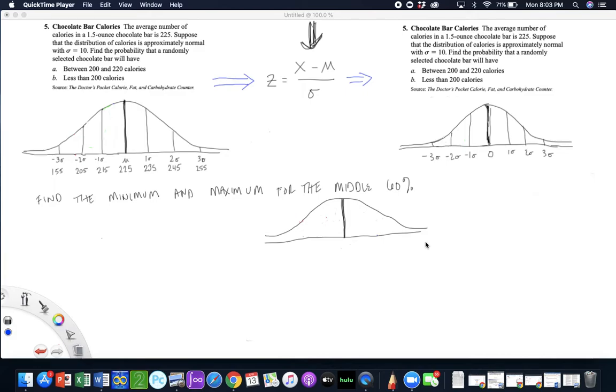Video of 6.2. Excited to put a cap on this one here. I'm going to go over a problem where we're trying to find the minimum and maximum values for a middle percent. In this case, we're looking at the middle 60 percent.